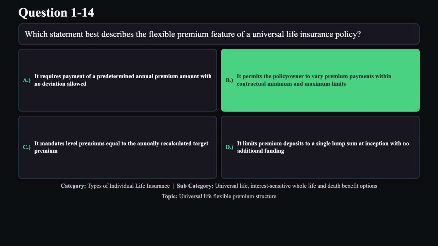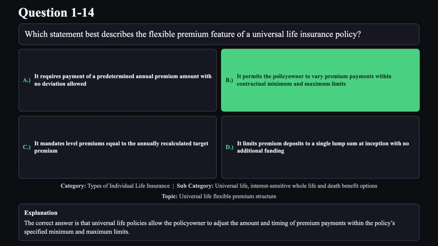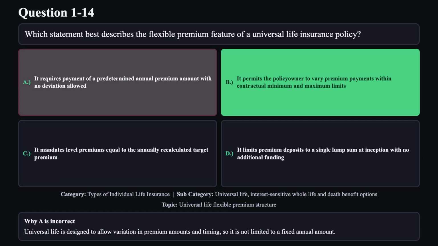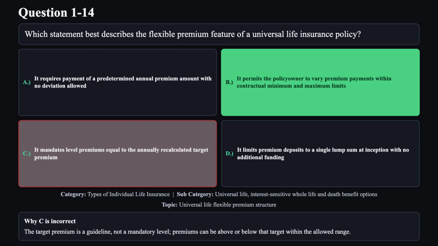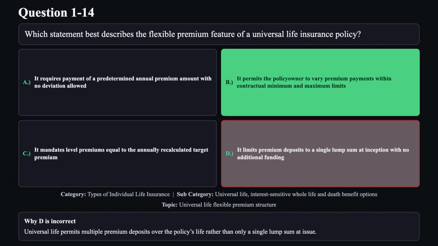The correct answer is B. Universal life policies allow the policy owner to adjust the amount and timing of premium payments within the policy's specified minimum and maximum limits. Reason A is not correct. Universal life is designed to allow variation in premium amounts and timing, so it is not limited to a fixed annual amount. Reason C is not correct. The target premium is a guideline, not a mandatory level. Premiums can be above or below that target within the allowed range. Reason D is not correct. Universal life permits multiple premium deposits over the policy's life, rather than only a single lump sum at issue.